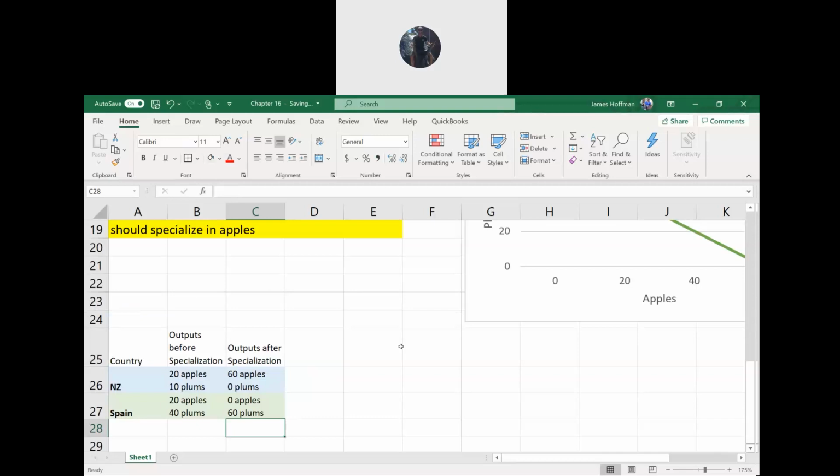Now the question was, what's the total gain in both apples and plums just from specialization? Now we'll get a better answer when we do the trade, but let's determine just by specializing what's the total gain in both goods if you add the two countries together.